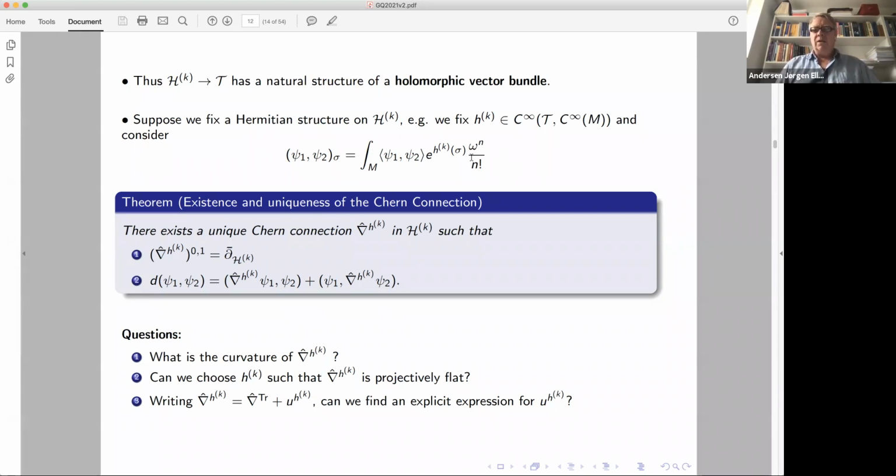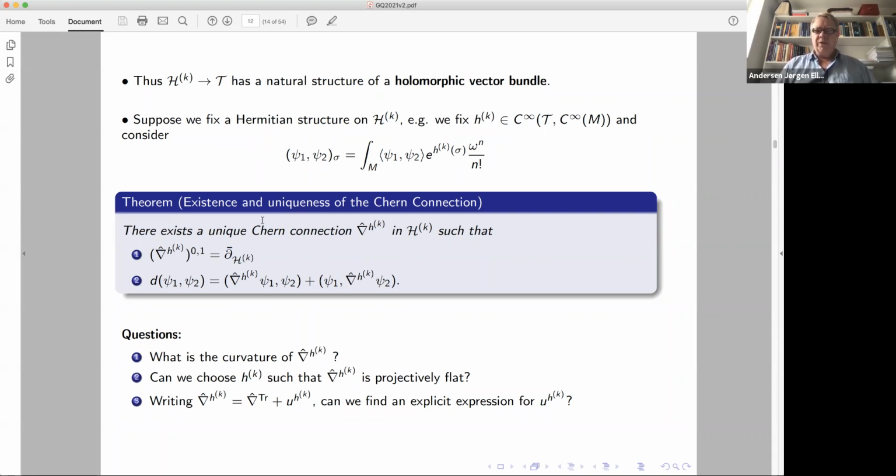So this is not the standard inner product, but it is being twisted by this function here, which depends on sigma. So therefore, this depends on sigma. So that gives you a Hermitian structure in this bundle. And so then there is a very nice theorem that says that if you have a holomorphic bundle with a Hermitian structure in it, then there exists a unique Chern connection.